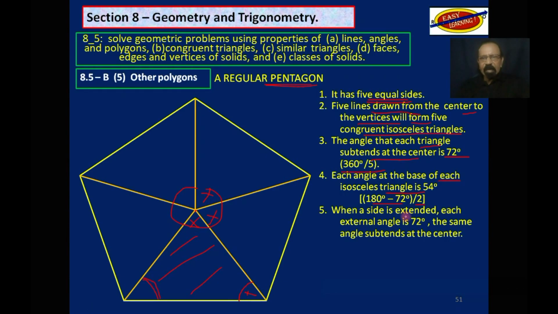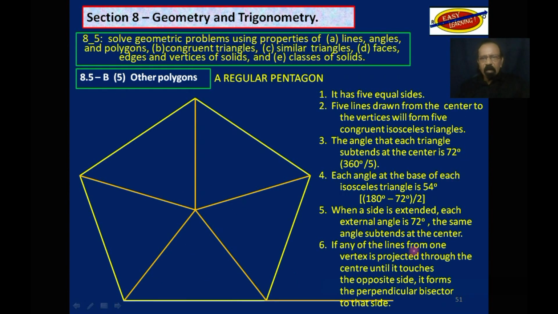When a side is extended, each external angle is 72 degrees, the same angle subtended at the center. So if you extend the side here or any other side, that angle there is equal to 72 degrees, which is the same angle here.